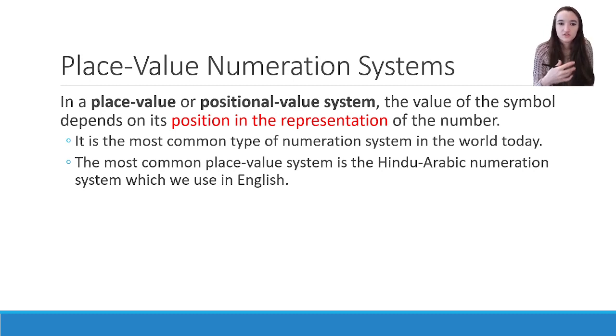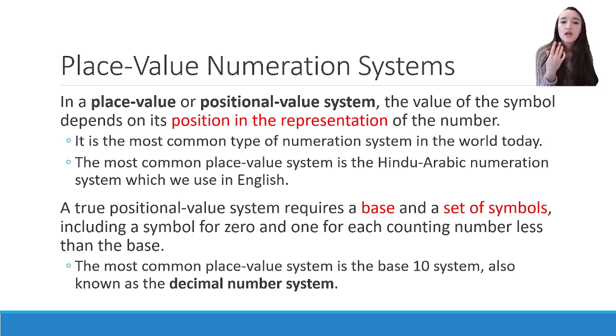our numeration system. So in a place value or positional value system, the value of the symbol depends on its position in the representation of the number. This is the most common type of numeration system in the world today, and the most common place value system in use is the Hindu-Arabic numeration system, which we use in English. A true positional value system requires a base and a set of symbols, including a symbol for 0 and one for each counting number less than the base.